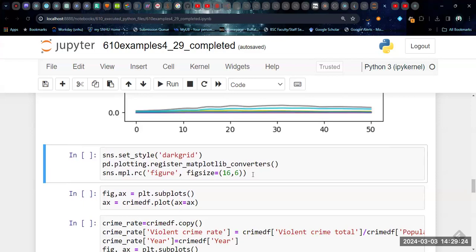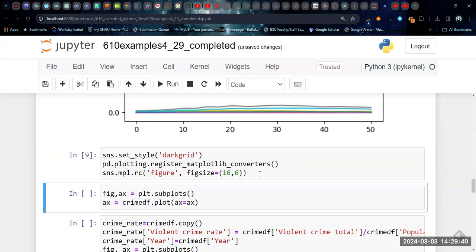We can also modify the style, and we've talked about this in previous videos. In another video, we used white grid. Here we're going to convert to dark grid, and we're going to change the figure size to be 16 by 6.